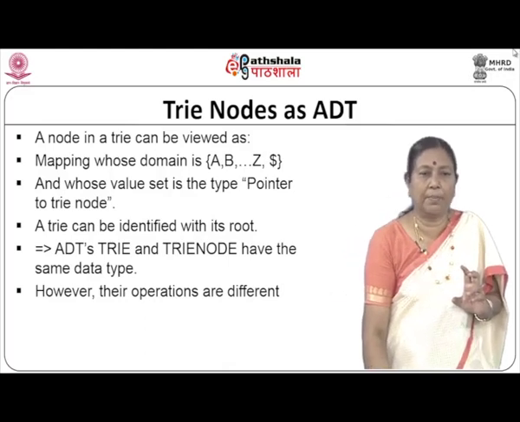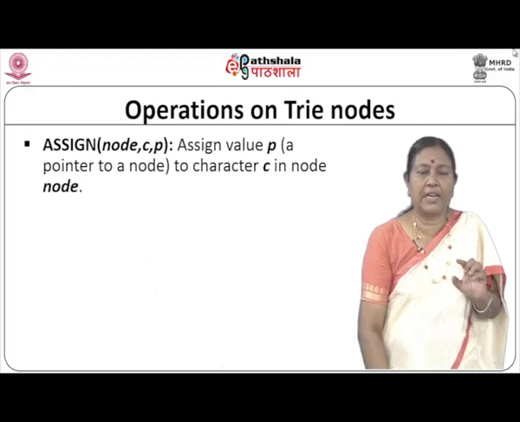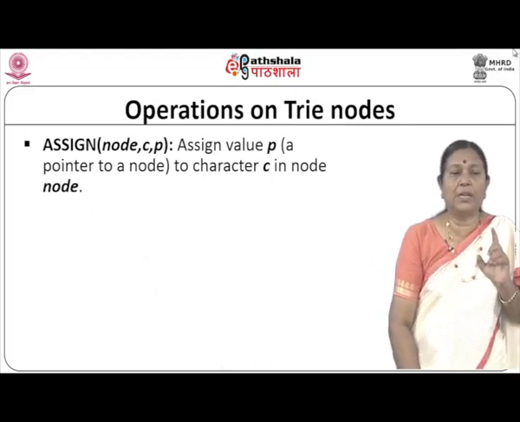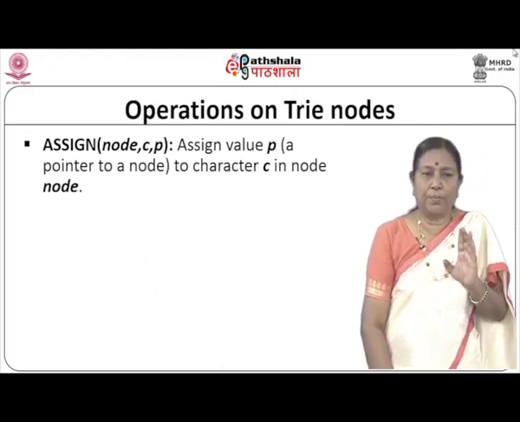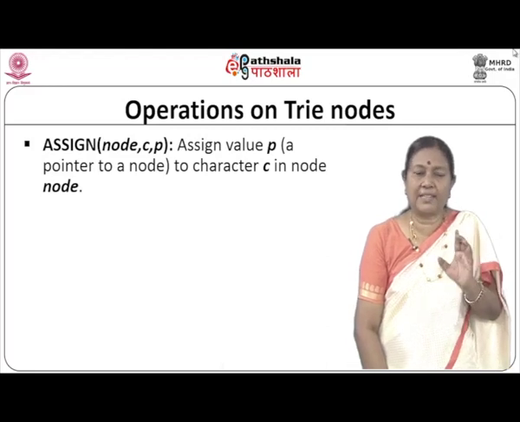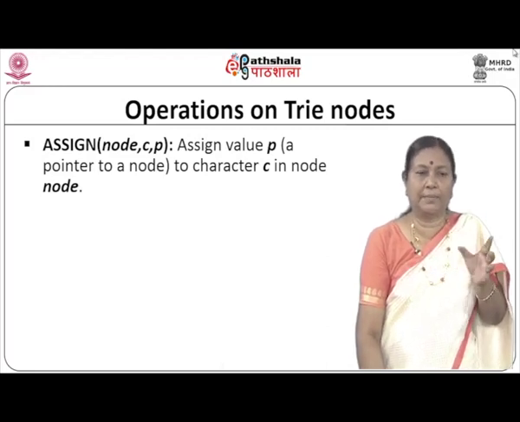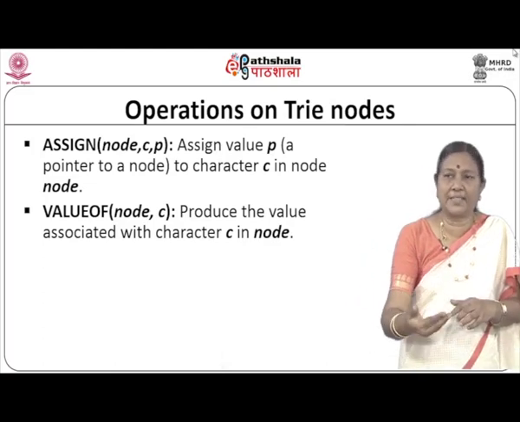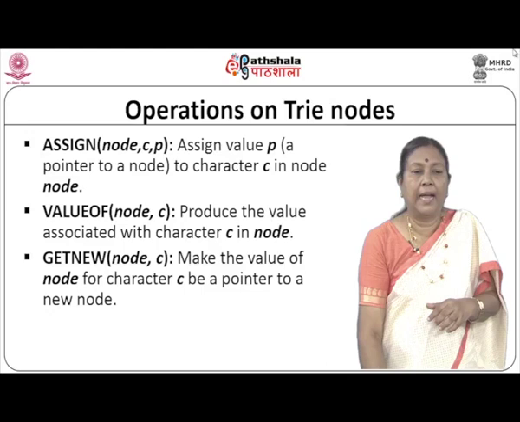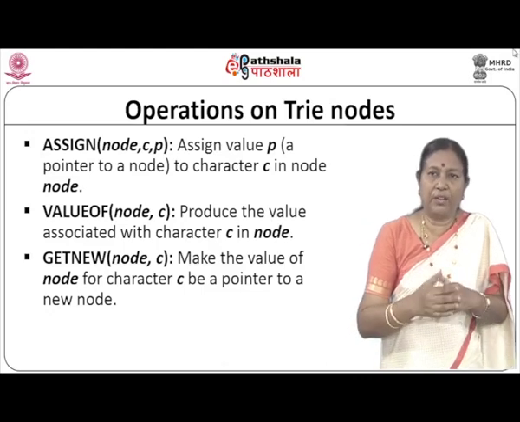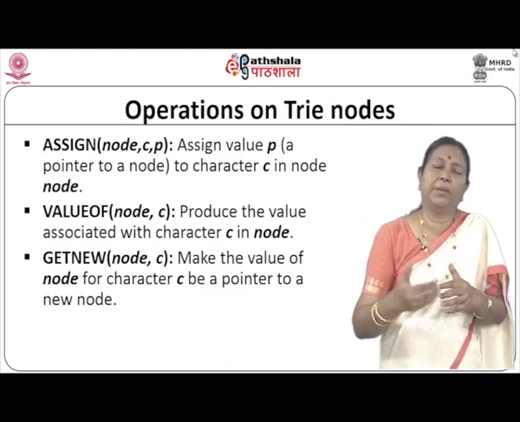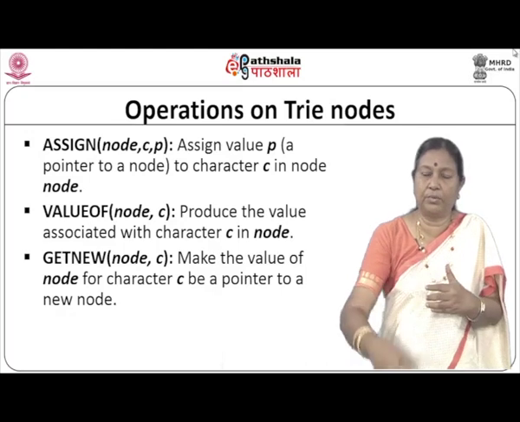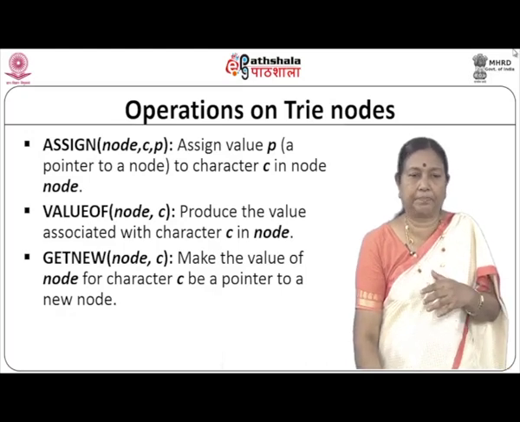Now, let us look at the operations on trie nodes. One is assign(node, C, P): assign the value P, a pointer to a node, to a character C in the node. That is the meaning of assign. Value(node, C) produces the value associated with the character C in that particular node. And get new node: make the value of a node for character C be a pointer to a new node, which you have to do during the construction.